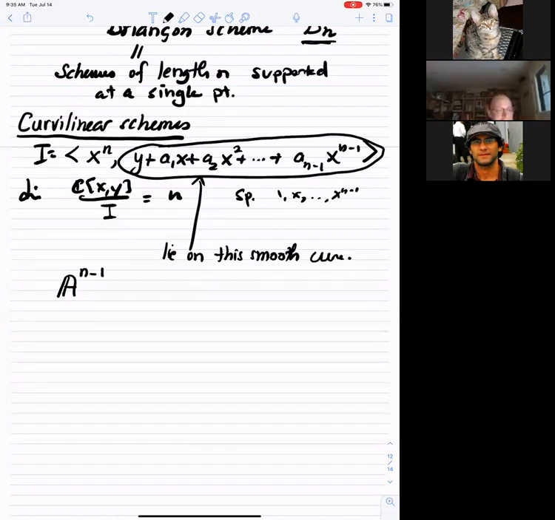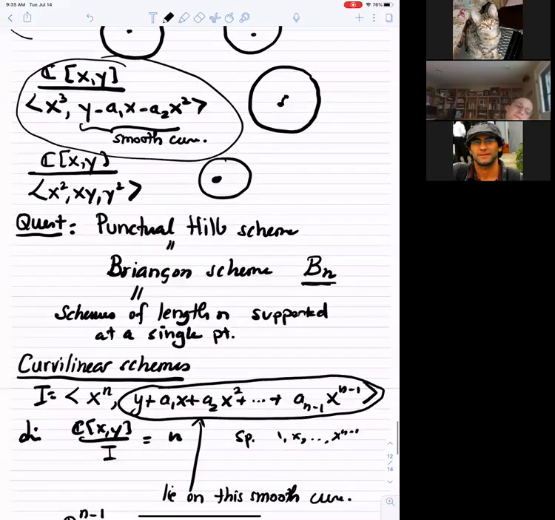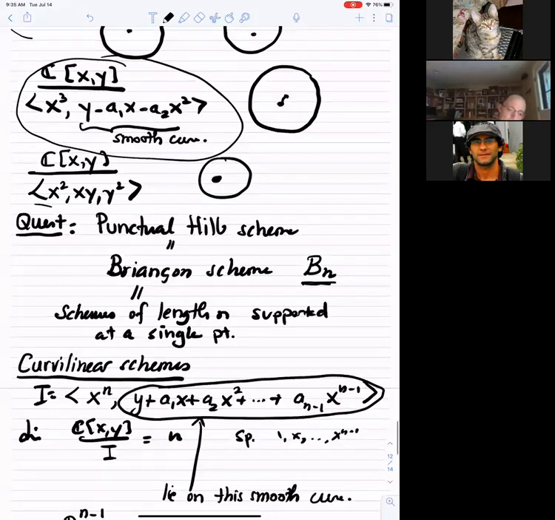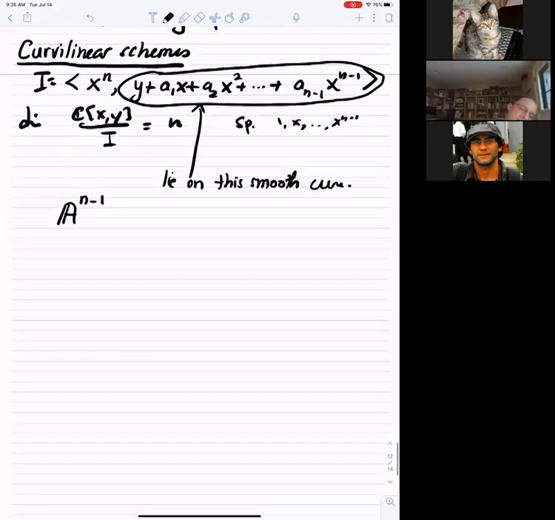But as I just told you already when we were thinking about the Hilbert scheme of 3 points, not all length 3 schemes are curvilinear. We have these schemes that, for instance, the maximal ideal squared, that's not curvilinear. It doesn't lie on a smooth curve. And here is Briançon's theorem.